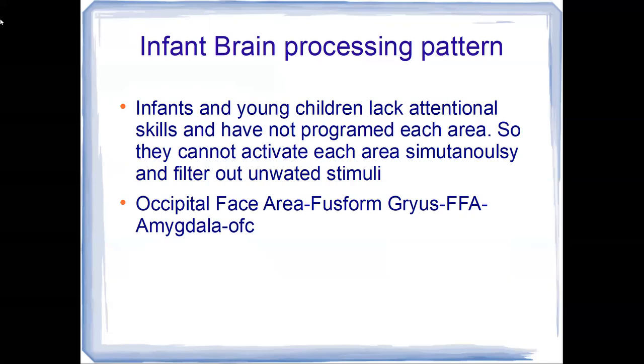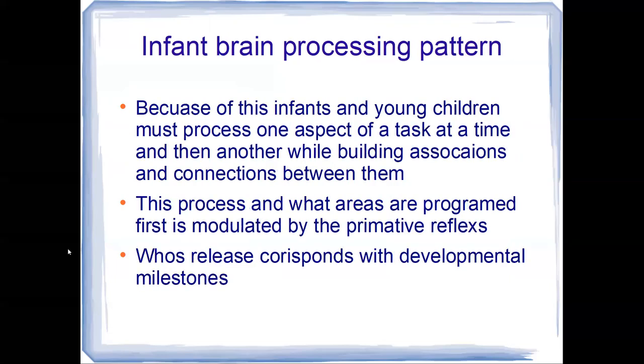It's like there's a separate processing for each aspect of that task instead of integrating it collectively, which requires both hemispheres of the brain and multiple areas being activated at once. And this, I think, contributes to why children with autism get overloaded and have issues filtering things out. And I believe this specifically, this infant brain processing pattern, is mediated by the primitive reflexes.